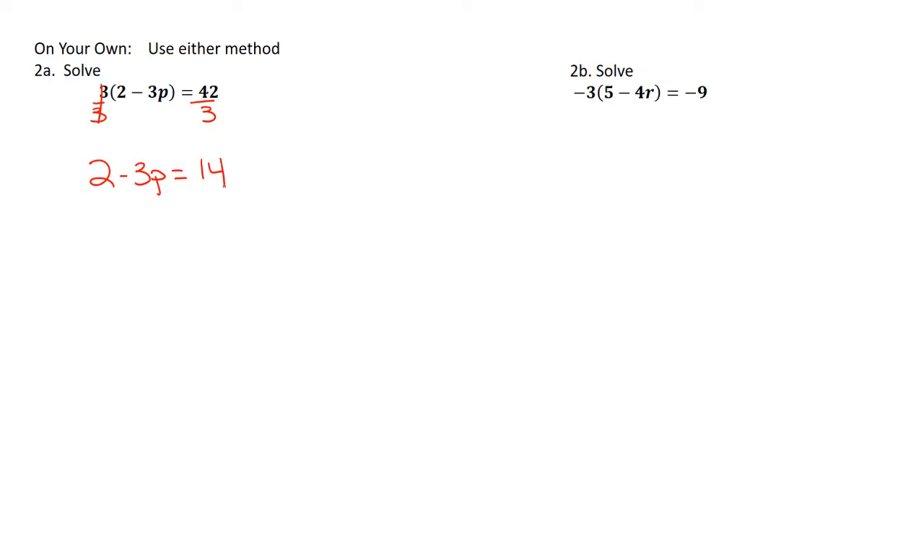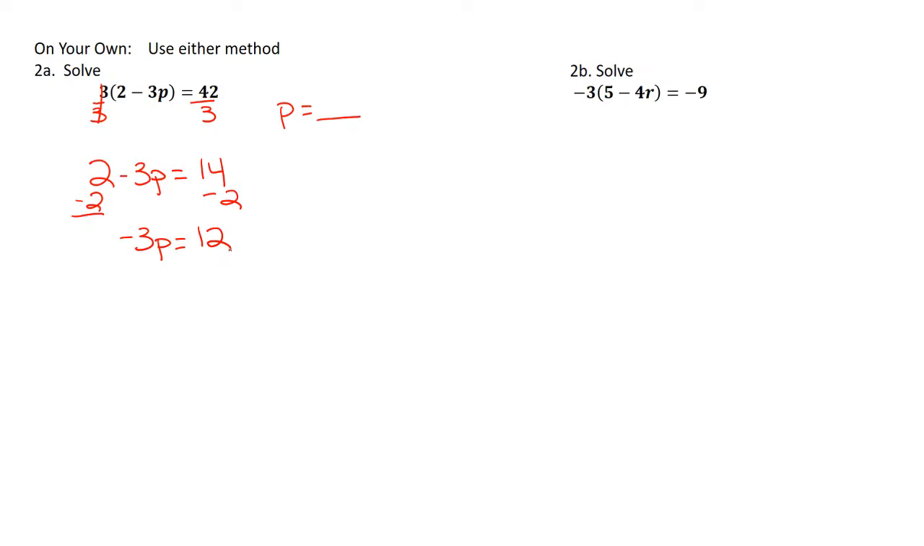All right, now I still have my 3p. Remember, my goal is p equals something, but I've got this 2 over here, and I want to get rid of that 2, so I just have my negative 3p over there. So in order to get rid of my 2, I'm going to subtract 2 from both sides. So 2 minus 2 is 0, so that just leaves us with negative 3p equals 12.